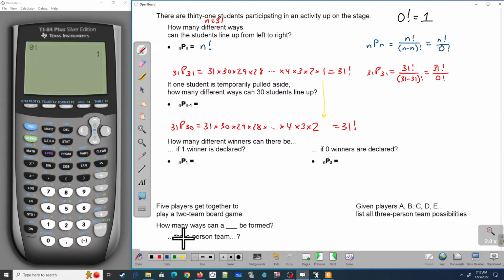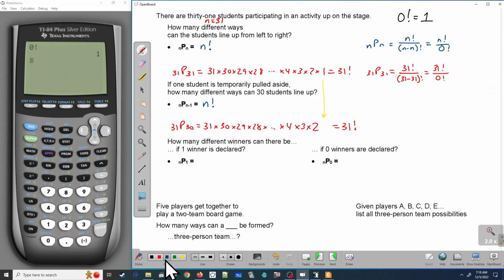So what I'm also trying to tell you is it doesn't matter if you take all the objects that you could choose from or all the objects minus 1 from it, they're both going to be, in this case, n factorial. nPn is the same actually as nP(n minus 1).